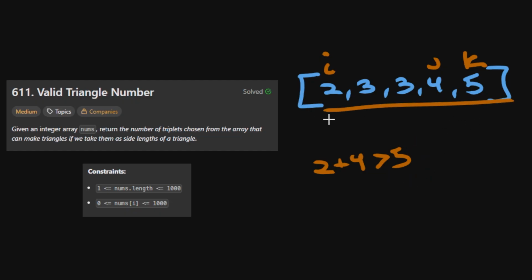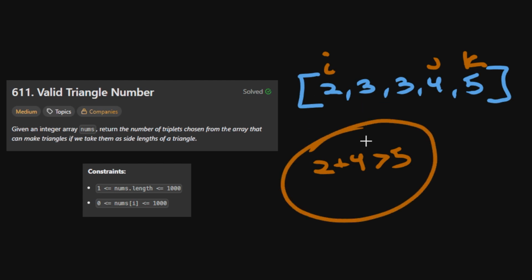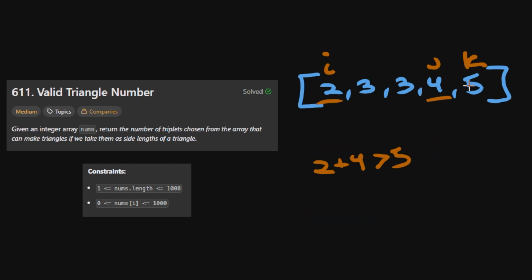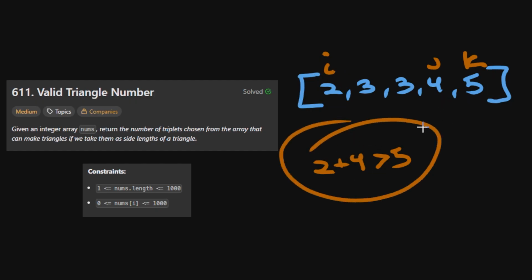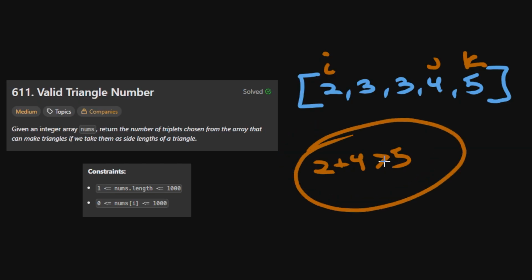Now remember that this is sorted, so if this plus this is greater than this value, which is greater than these two, well, of course this plus this is greater than this, and of course this plus this is greater than this. Okay, so just by checking this, we are checking all three conditions. And just with this, we have even more information.